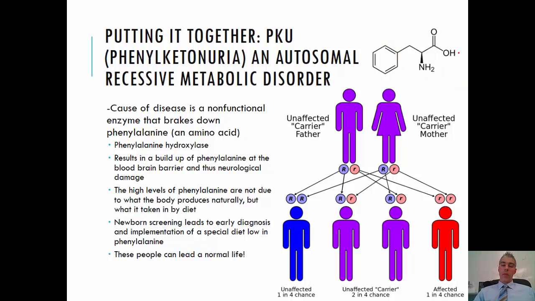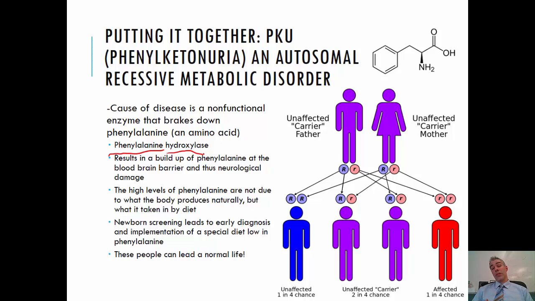Now, you'd think, well, why is it a big deal that you can't break it down? Because you just use it other places. So the enzyme that breaks it down is called phenylalanine hydroxylase. But if you do not have a functional version, phenylalanine will start to build up. And specifically, it builds up in your brain, at the blood-brain barrier. And that'll cause neurological damage, which we'll get to how that happens in a second.